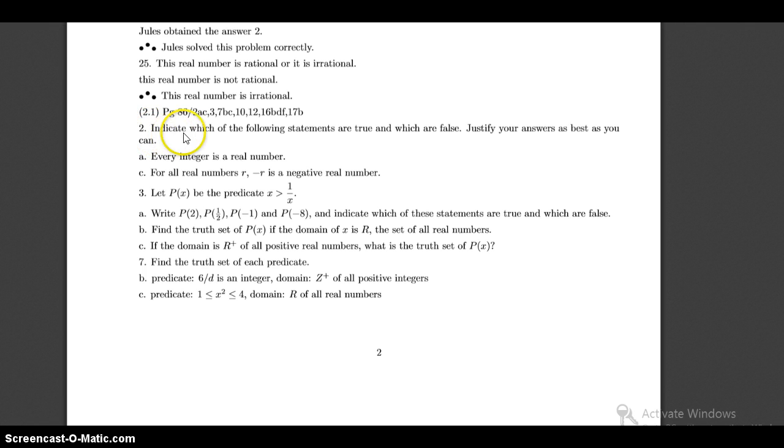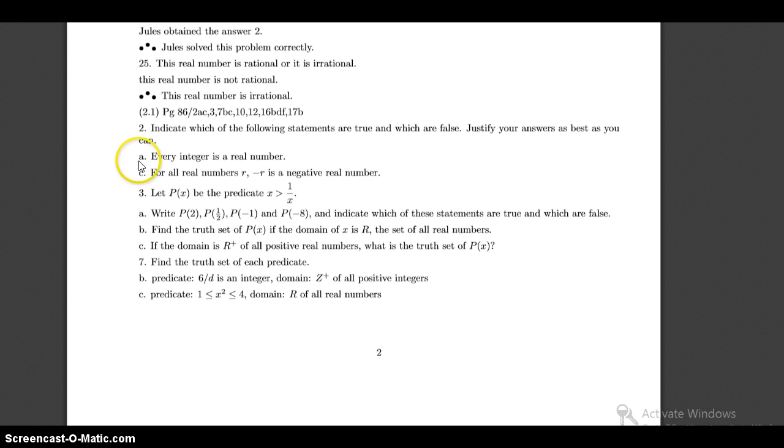Number 2, indicate whether the following statements are true or false. Justify your answers. For each statement here, first you determine if it's true or false. As we talked about before, a statement is either true or false. Secondly, if it's true, I don't need you to justify it. If it's false, give me a counterexample explaining why this is false.